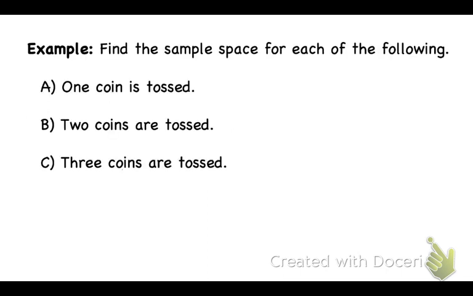So find the sample space for each of the following. 1 coin is tossed. What's my sample space? I toss a coin. What are my options? Heads or tails. So my sample space is heads or tails. What if 2 coins are tossed? So you could get tails, tails. Heads, heads. Heads, tails. Tails, heads.